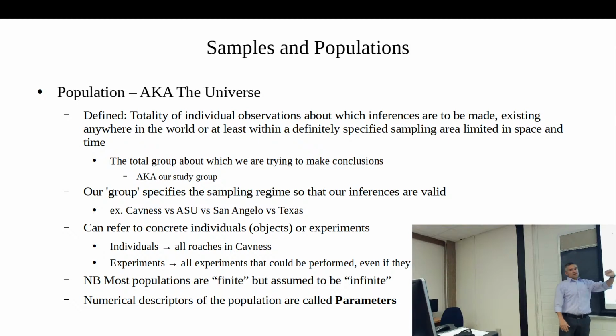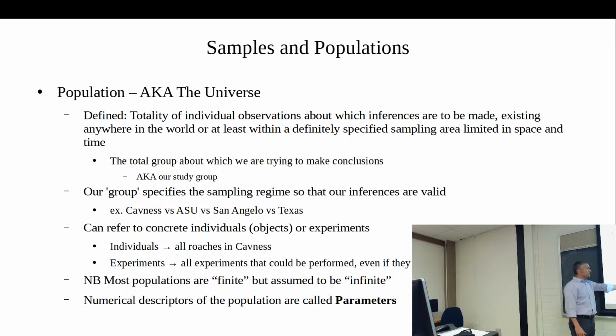Now, with our population, we can refer to individuals, which is what I did with the roaches, or it could be experiments. You've all had classes where they emphasize you should repeat your experiment over and over and over again. Well, our population of experiments is all the experiments that we could perform if we had unlimited time and resources. But we don't have unlimited time and resources, so we do a sample of these experiments and hope that our sample of experiments actually represents the population of experiments that we couldn't actually perform.